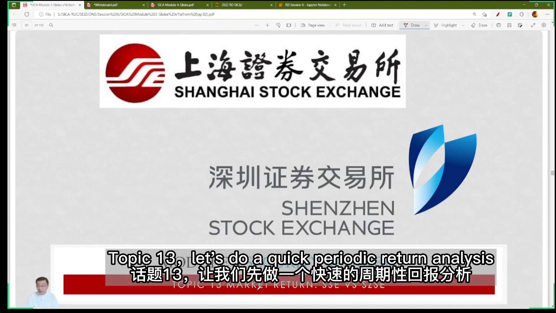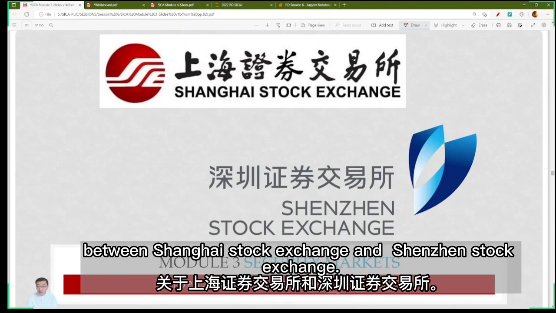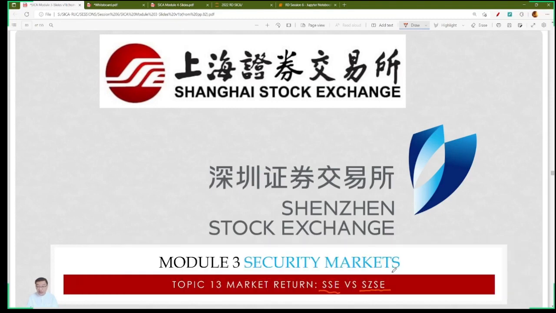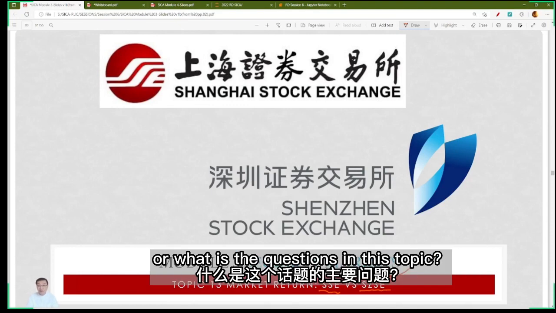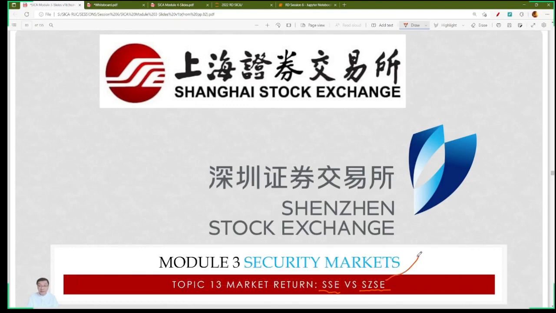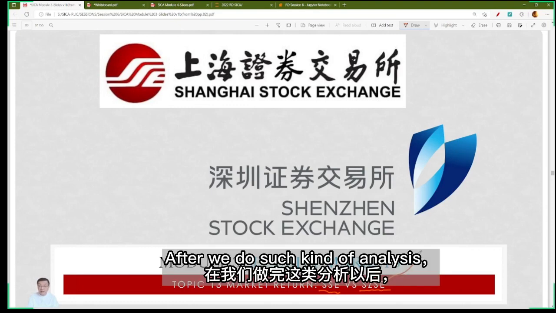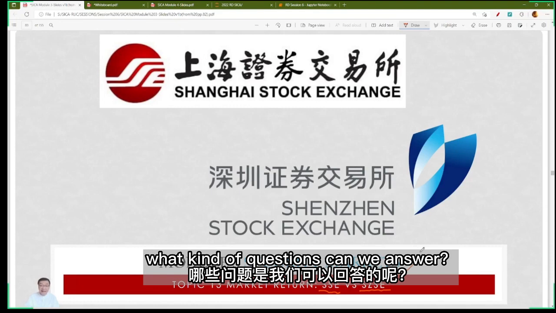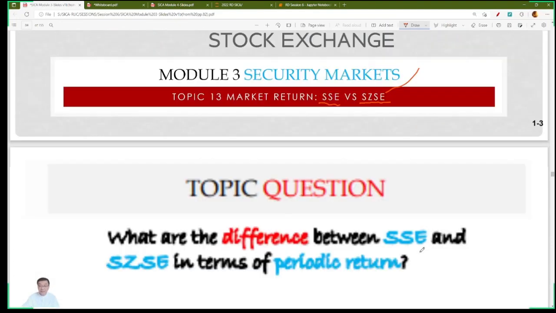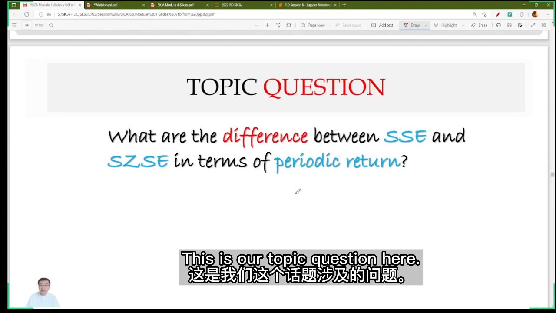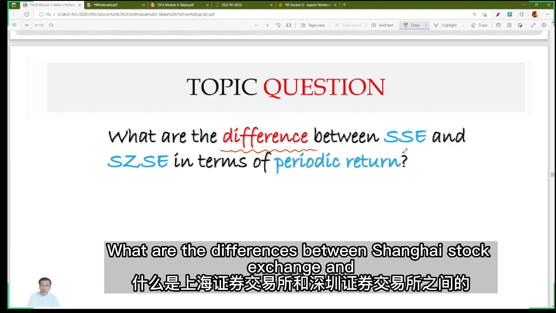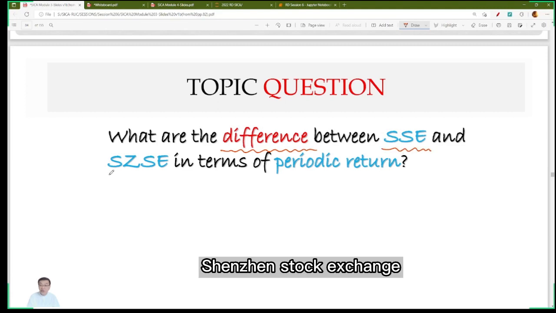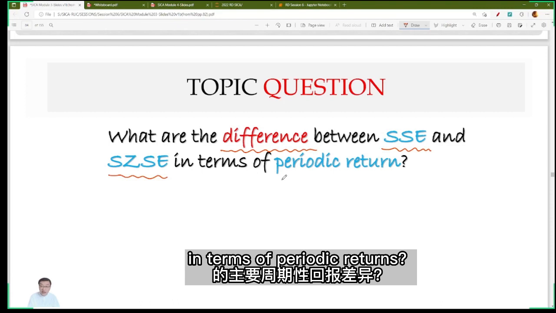Topic 13. Let's do a quick periodic return analysis between Shanghai Stock Exchange and Shenzhen Stock Exchange. From this kind of analysis, what is our purpose? Or what are the questions in this topic? After we do such kind of analysis, what kind of questions can we answer? This is our topic question here. What are the differences between Shanghai Stock Exchange and Shenzhen Stock Exchange in terms of periodic returns?